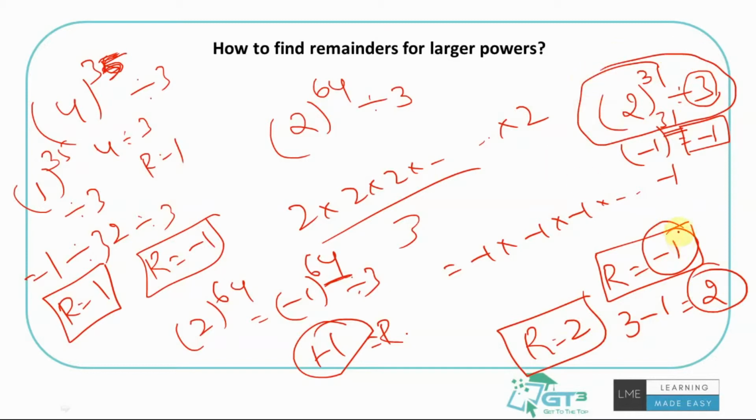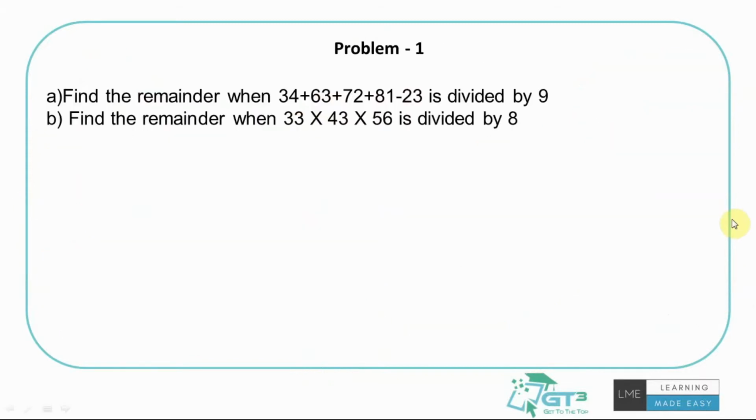So be careful that the answer cannot be a negative like minus 1. It has to be positive always for a remainder. So what would I do? I'll just take the divisor. 3 is the divisor here, so I do 3 plus minus 1, because minus 1 is the remainder, so 2 is the answer, right? So let's now try to solve a few problems.